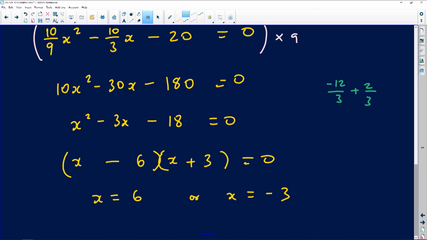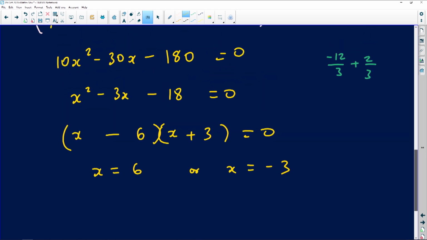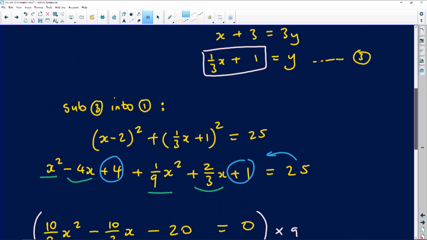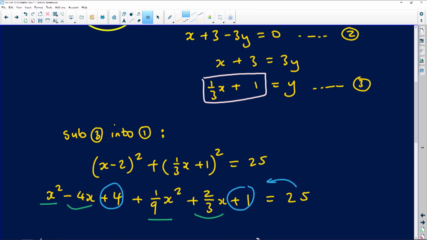Right. We want the coordinates of the point of intersection. I only have x's. How do I find the corresponding y values? Just go back and substitute this x into equation 3. You can use any one of them, by the way, but equation 3 is the one with more juice. Why? Because y is already the subject of the formula. So this here is my guy. Y is already the subject, so I like that one.